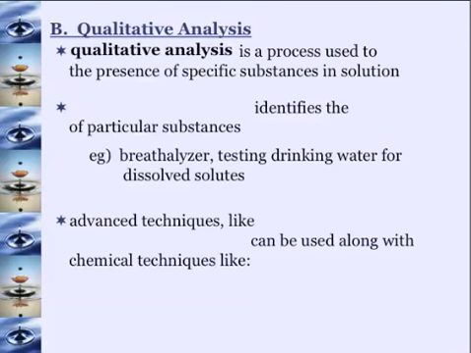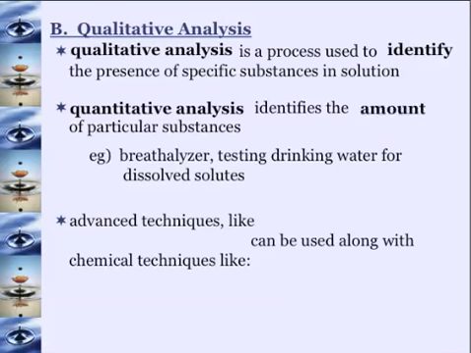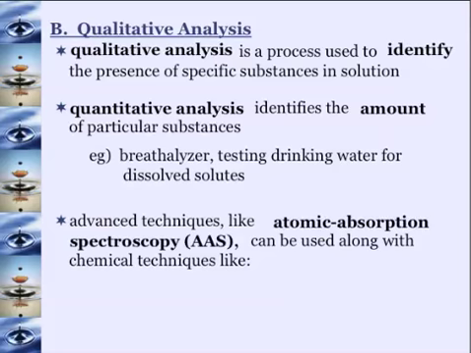Analysis. Qualitative analysis is a process used to identify the presence of specific substances in a solution. So, quantitative analysis identifies the amount of a particular substance. For example, a breathalyzer, testing drinking water for dissolved solutes, that sort of thing.